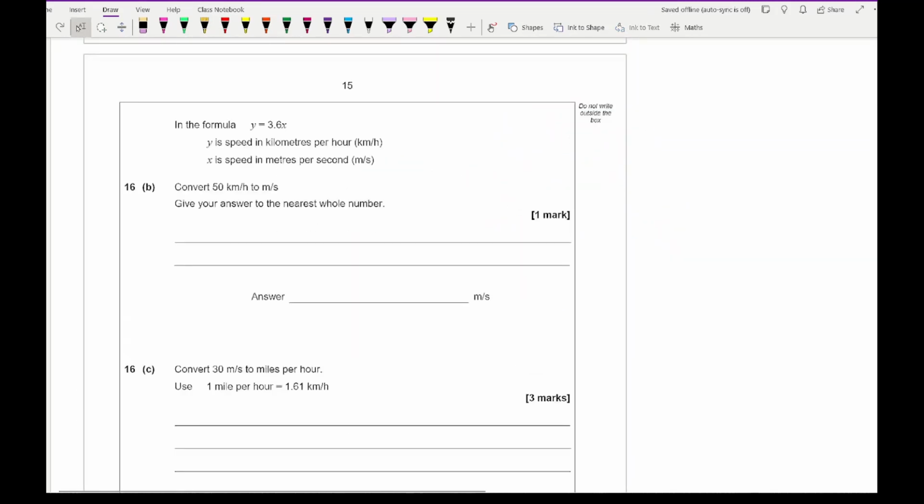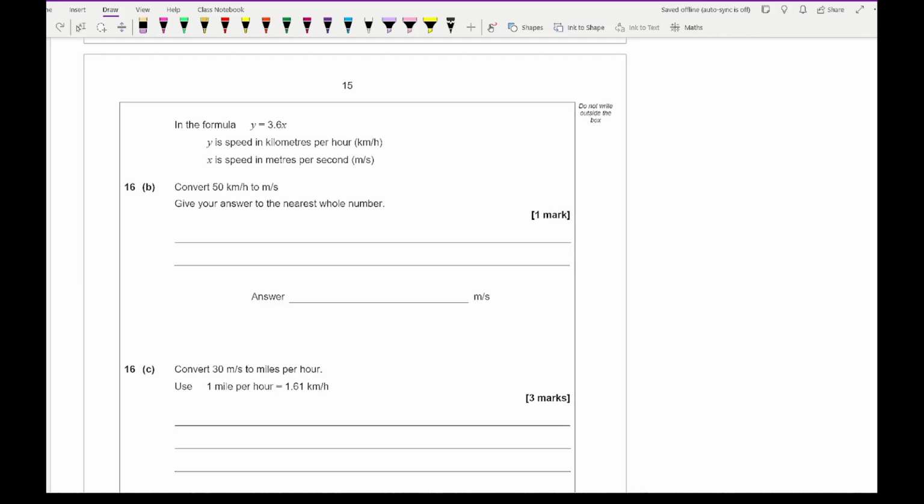So looking at question 16b, it says that in the formula y equals 3.6x, y is the speed in kilometers per hour and x is the speed in meters per second. And what we want to do is convert 50 kilometers per hour into meters per second, giving your answer to the nearest whole number.